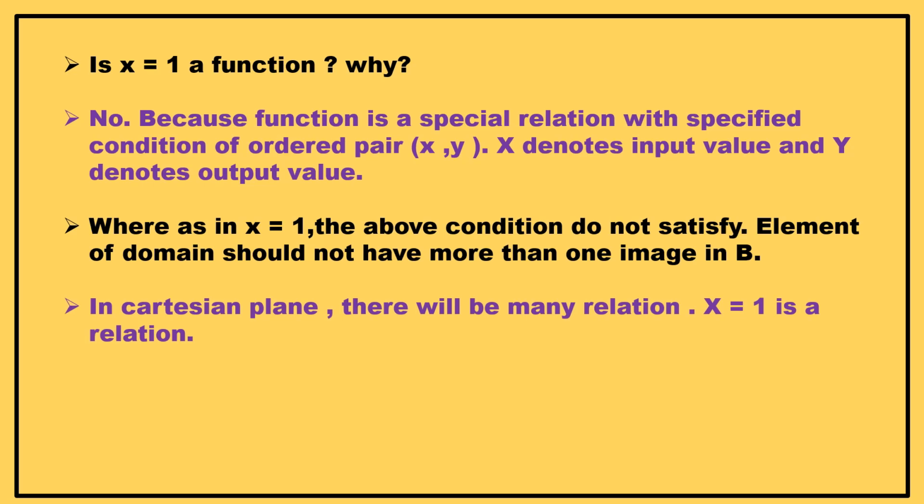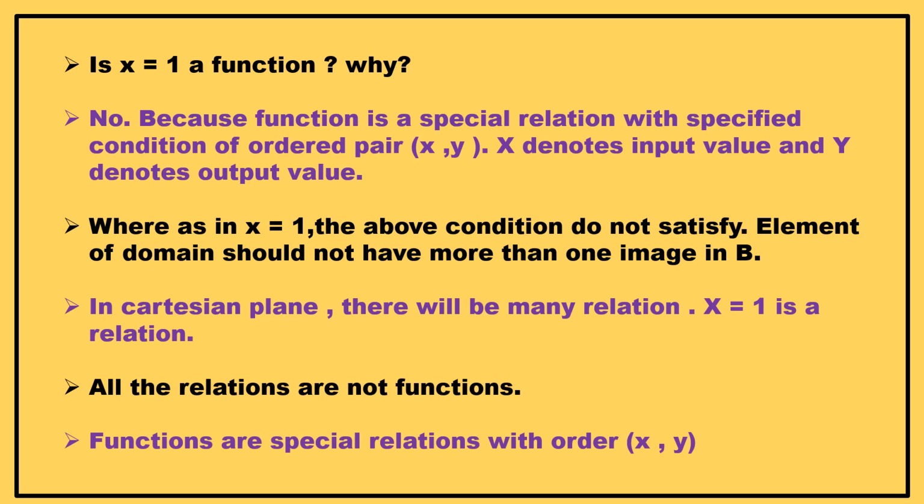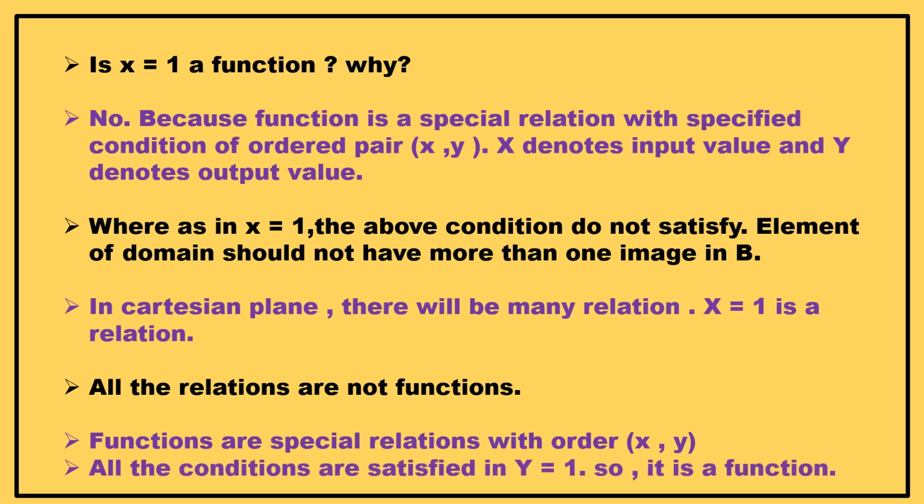In the Cartesian plane, there will be many relations. x is equal to 1 is a relation. All the relations are not functions. Functions are special relations with order (x, y). All the conditions are satisfied in y is equal to 1, so it is a function.